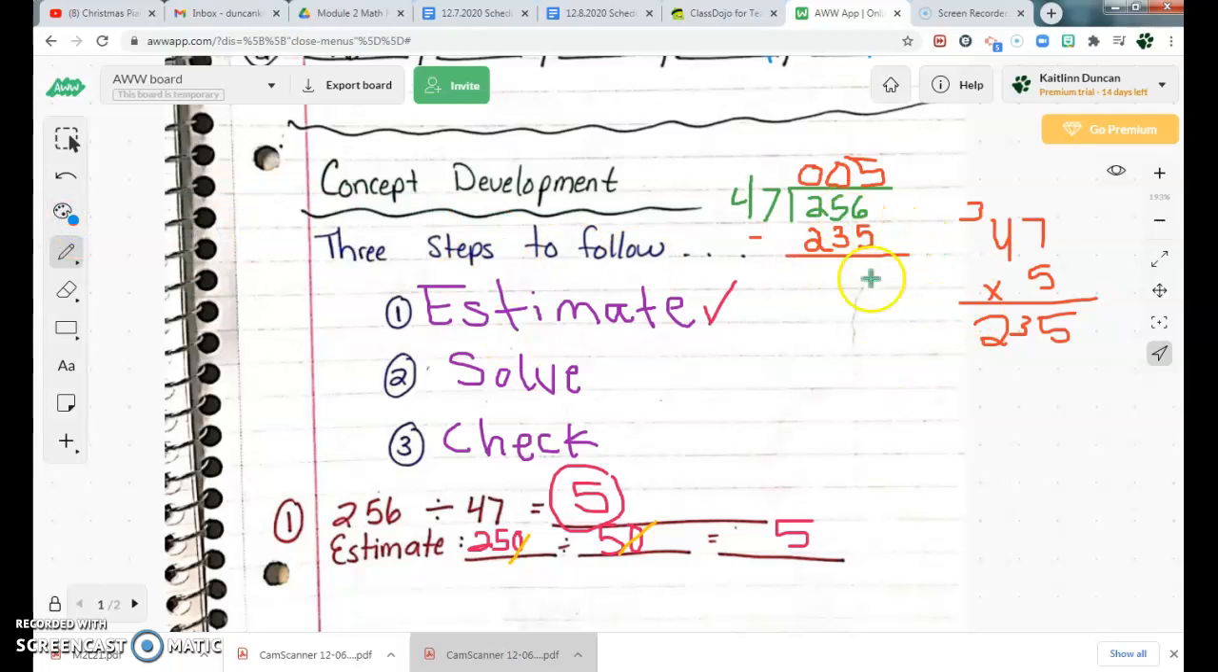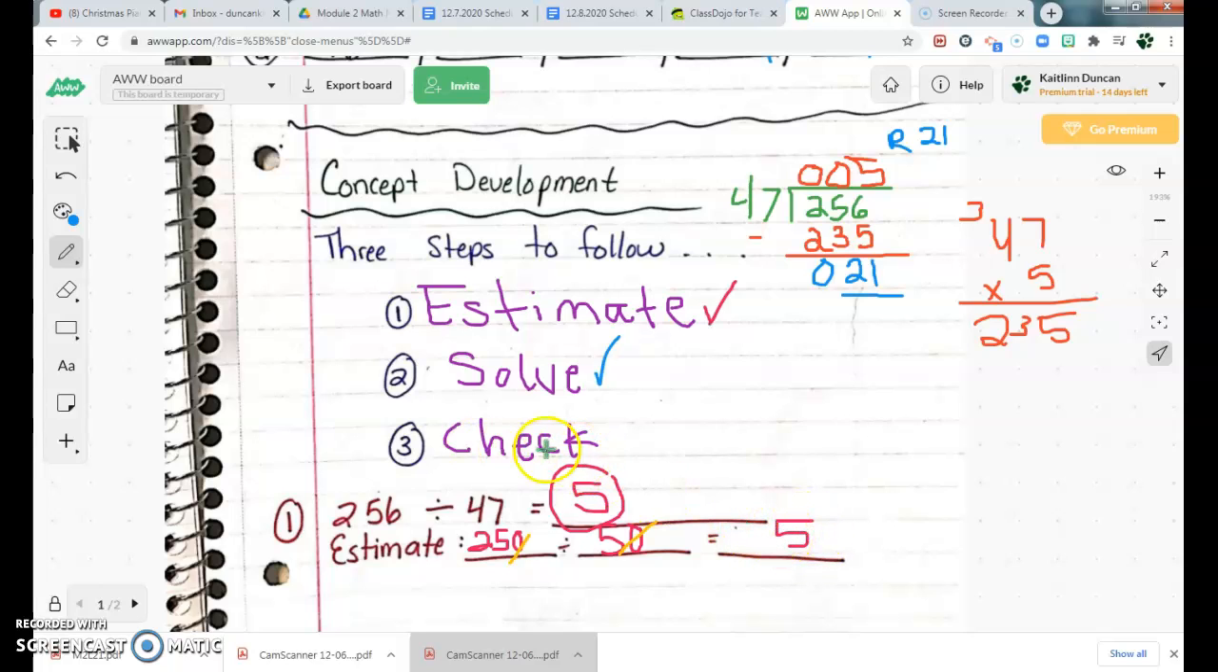And now I'm going to do my subtraction. 6 minus 5 is 1. 5 minus 3 is 2. 2 minus 2 is 0. My remainder is now smaller than my original divisor. So I'm going to put that remainder up here. So I have 5 remainder 21. Solve, done. Okay. So my answer is 5 remainder 21, which is really close to my original estimate of 5.